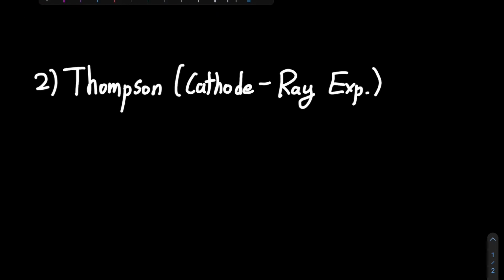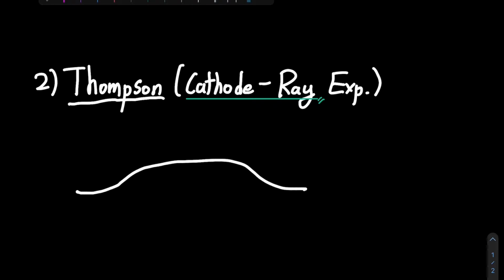Now, moving on, the second scientist to improve on this idea and add on to the knowledge of the atom was Thompson. To tell you the conclusion first, Thompson discovered electrons. So he was the first person to see and prove that electrons existed within atoms. And he did this by a famous experiment called the cathode ray experiment.